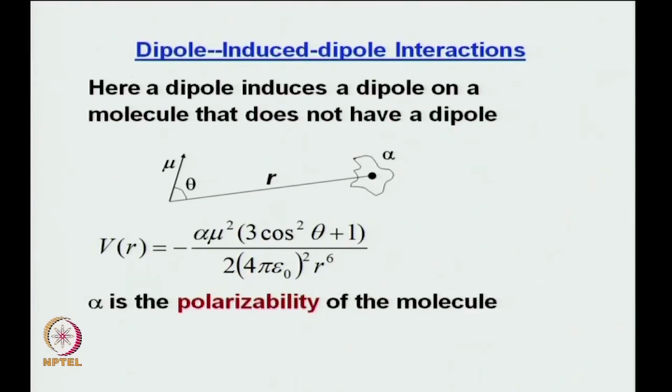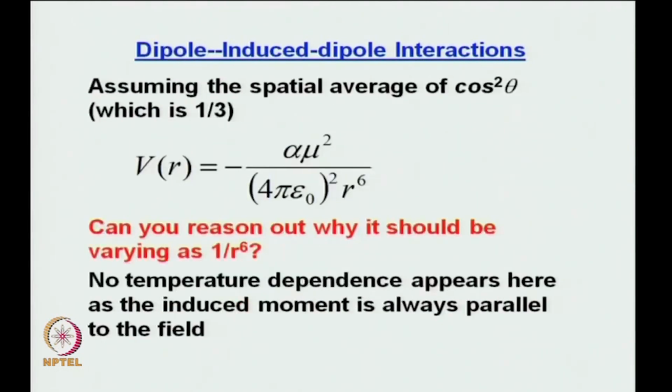So, what you can do now further is, this is at a specific angle theta, but we had done this before, we are not going to have a specific angle, we can have a range of angles. So, in that case, you can take the average value of cosine square theta, and the average value of cosine square theta turns out to be 1 by 3, and if you take it to be 1 by 3, this is what V of r comes to finally, the simplest expression.